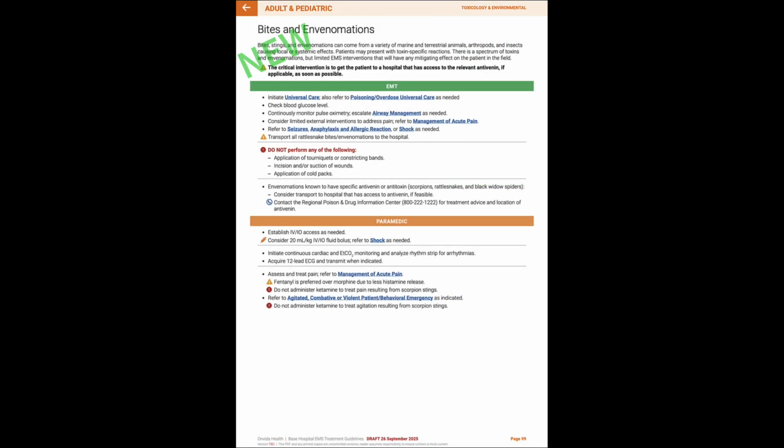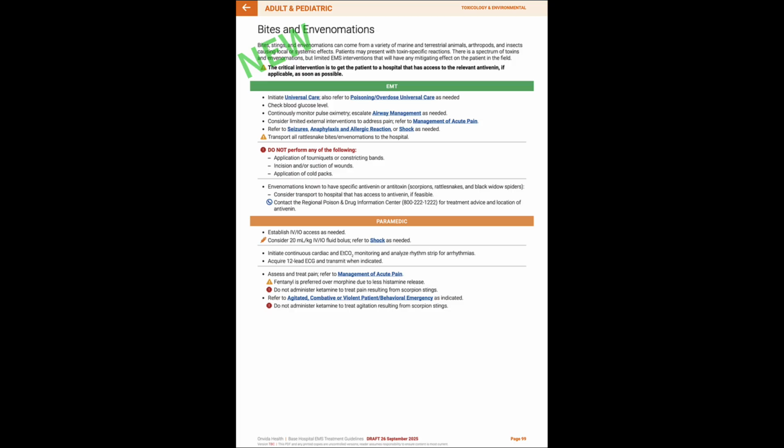This page is all new. It's the Bites and Envenomations Guideline. It will cover stings, bites, and toxin exposures from terrestrial and marine animals, arthropods, and insects. Whether the source is a rattlesnake, scorpion, spider, or jellyfish, this page gives us a unified approach to managing these cases in the field. The key message is this: there are very few field interventions that will reverse or neutralize envenomation. Your job is to recognize potentially serious exposures, manage the symptoms, and transport the patient to a hospital with access to the appropriate antivenom or antitoxin when applicable.